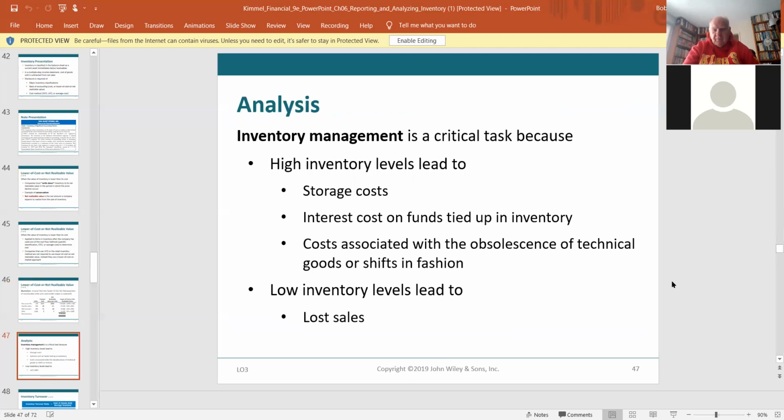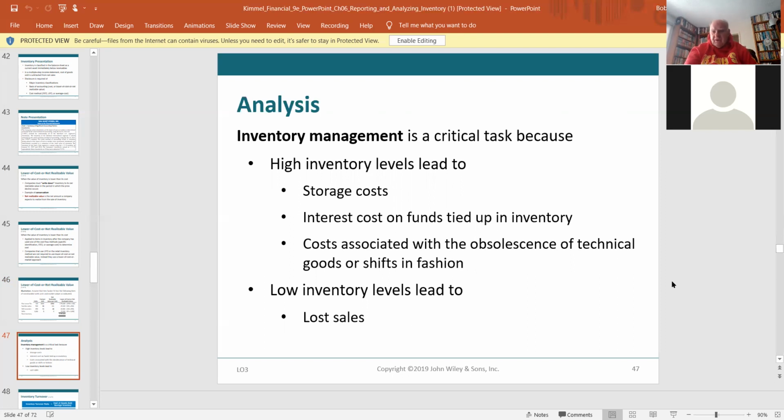Inventory management's critical. High inventory levels, that's terrible. There are 2 terrible things with inventory: having too much or not having enough. If you have too much inventory, you are really tying up a lot of money. You're paying interest on money that you use to buy inventory. The storage costs can be enormous. You're paying people to drive forklifts around to put the stuff up in high pallets. The cost associated with obsolescence is going to be a problem too.